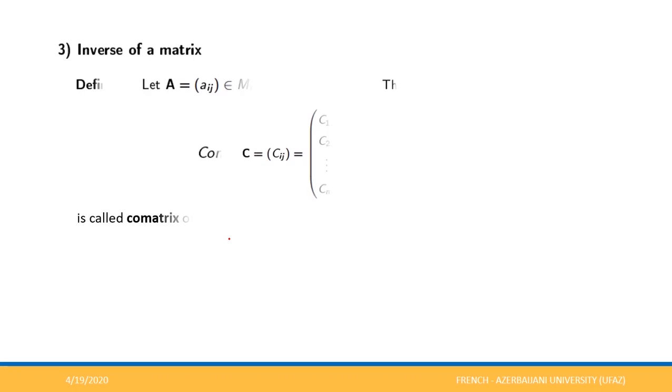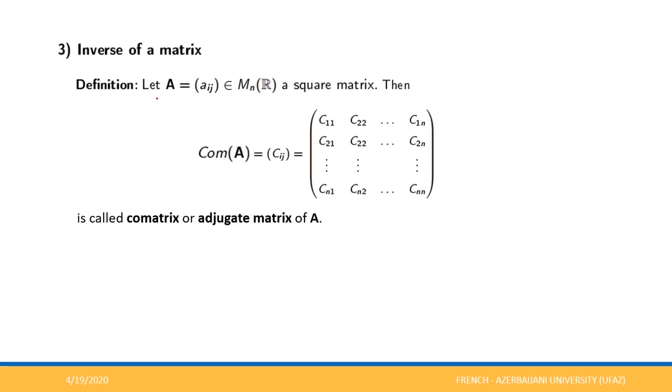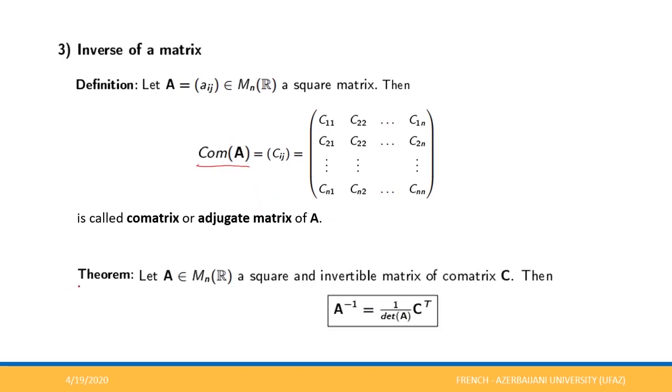Inverse of a matrix. Suppose that we have an n by n square matrix A, then this matrix is called the comatrix or adjugate matrix of A. And for the adjugate matrix of A, we use this notation, com A. Let's look at this theorem. Suppose A is an n by n square matrix, and it's also invertible. That is, the determinant is different from 0. And C is the comatrix of A. Then the inverse of A is equal to 1 over determinant of A times the transpose of the comatrix.